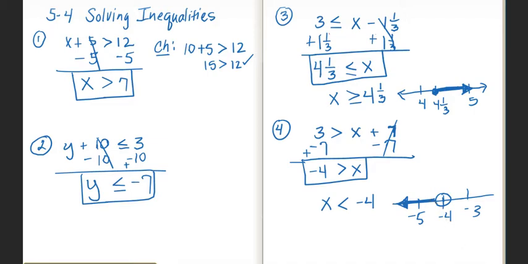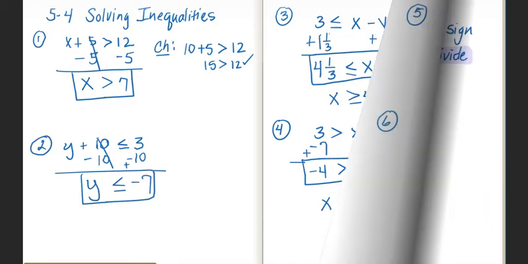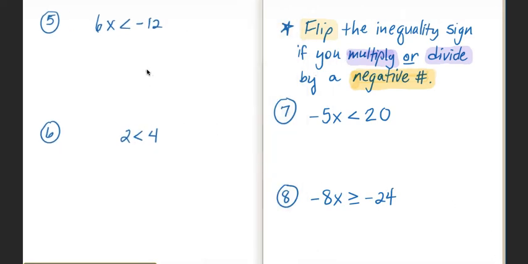All right, at this point, we'll turn the page, but we're going to start on number 5 with, I want to get into where you multiply or divide to solve an inequality. So I'm going to stop the video here, and we'll pick up with part 2 in the second video.